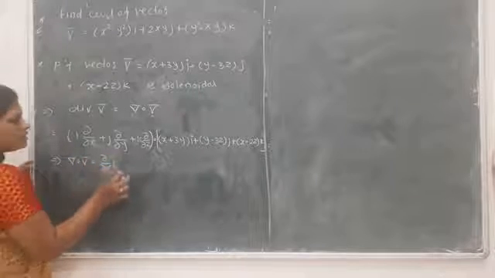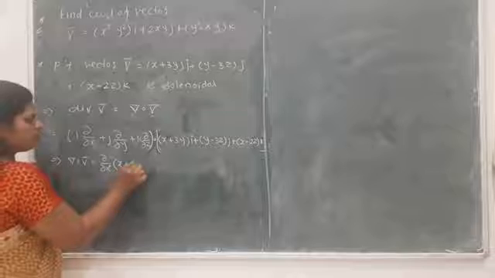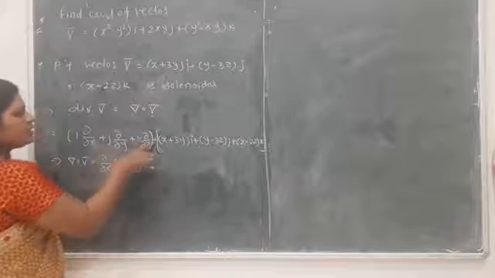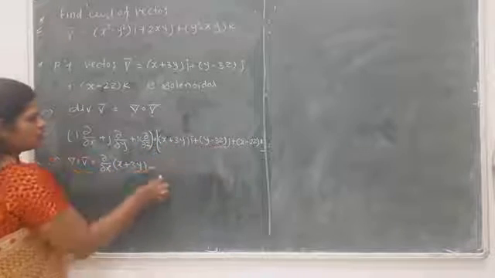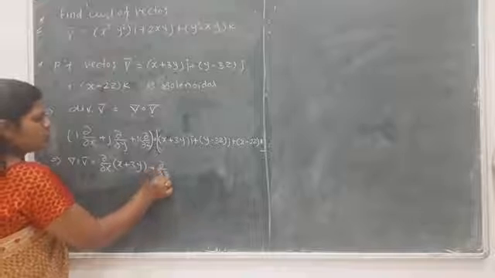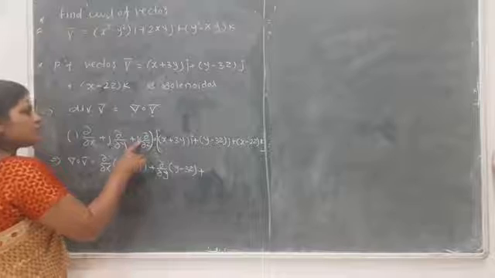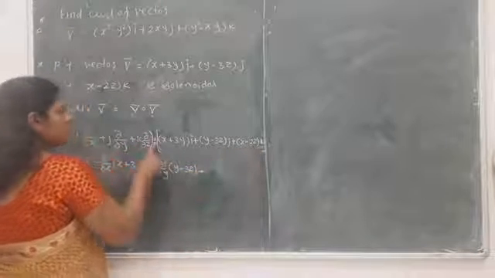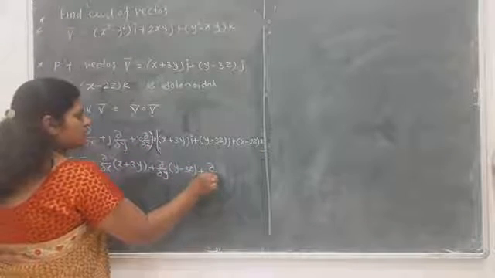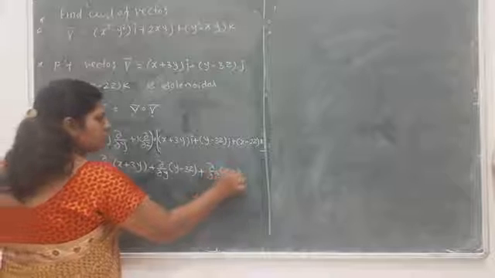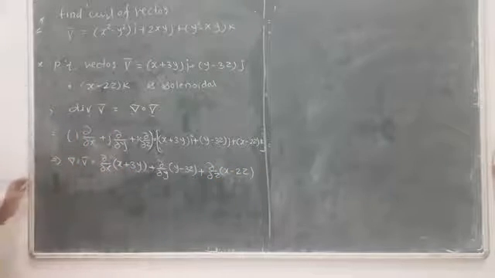So del dot of v bar is equal to ∂/∂x of (x + 3y), plus ∂/∂y of (y - 3z), plus ∂/∂z of (x - 2z), since i dot i, j dot j, and k dot k are each 1. So in this way we write this.